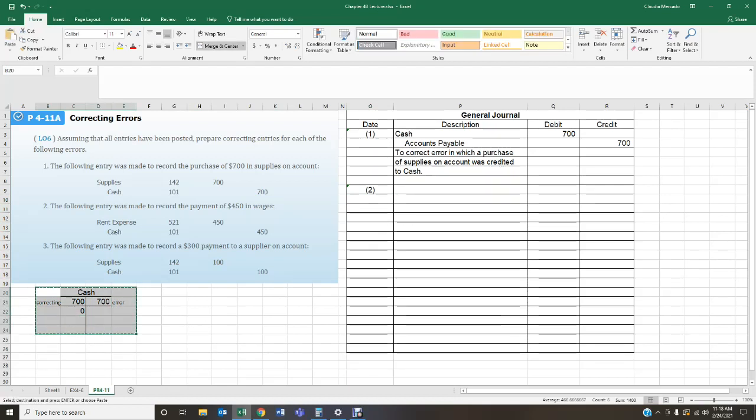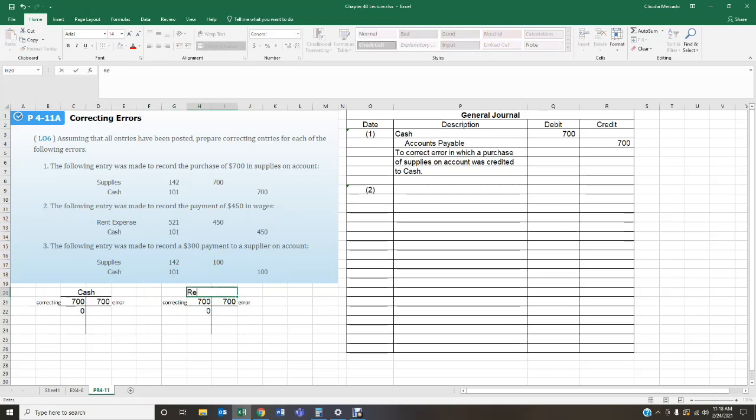And let's do the same thing that we did down here. Okay? But now we're going to do rent expense. Okay? So in this particular case, rent expense was debited. This was the error. Rent expense was debited for $450. I need to reverse out that entry to rent expense. So if I need to reverse it out, you always do the opposite.